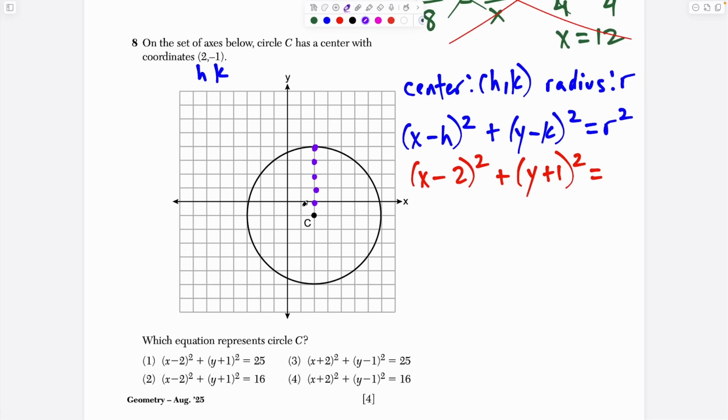So this tells us the radius of this circle is 5 units. So when I'm setting up my r squared, I'm going to plug in r equals 5, and this is being squared. So our full equation, if we write this out, is (x - 2)² + (y + 1)² = 5², which is 25. And now we just scan the answer choices, and this will match up with choice 1.